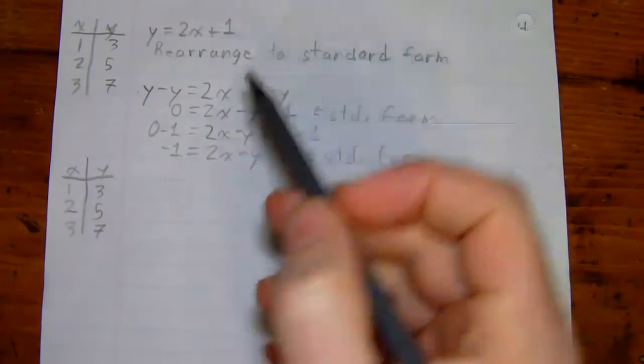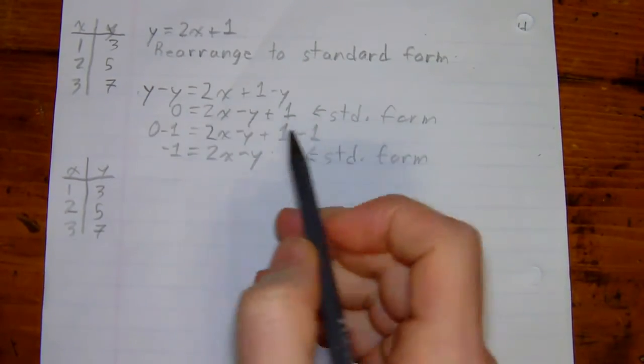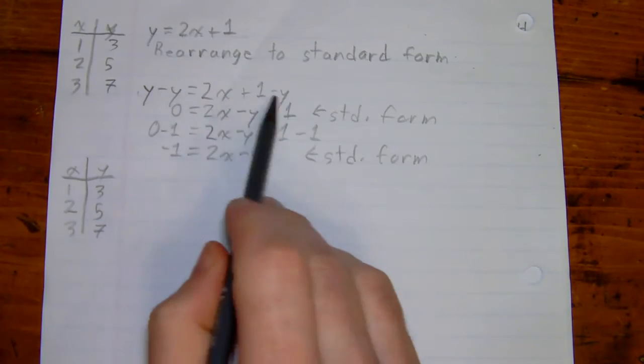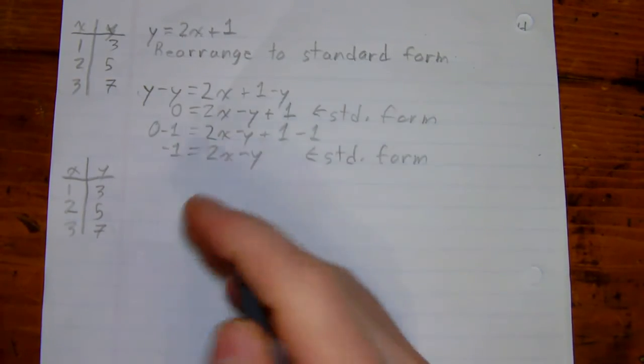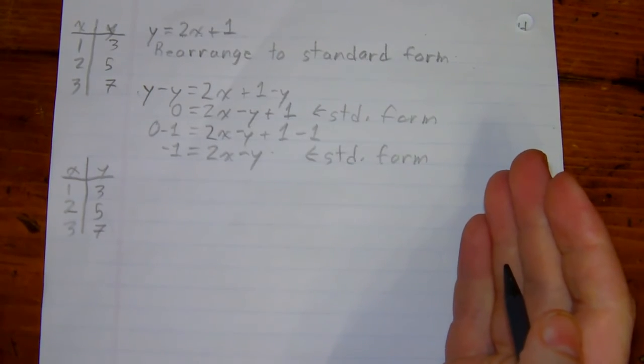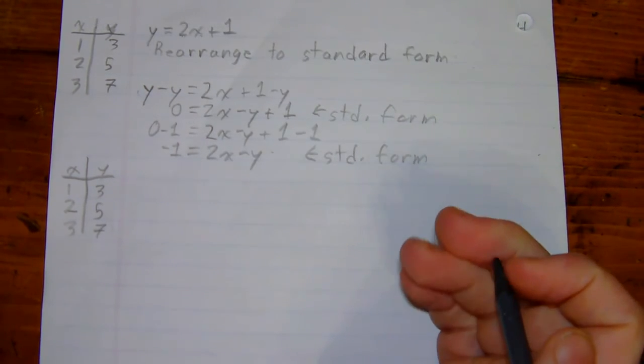And that makes sense because what steps did we use to rearrange it? Well, we did the same thing to both sides. And we know that if we do the same thing to both sides, it doesn't change the value of the variable. It keeps everything equal and the same.